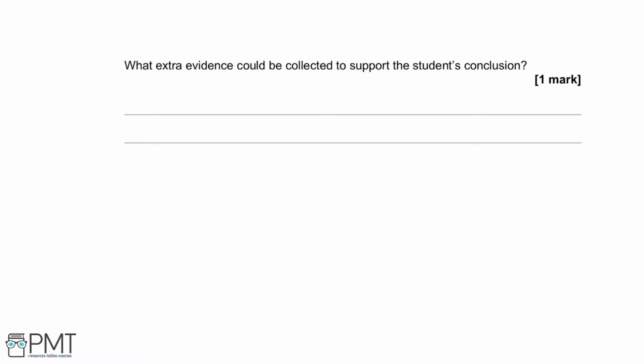What extra evidence could be collected to support the student's conclusion? So we want to support the conclusion that the angles of incidence and the angles of reflection are usually the same. The best way to do this, we need to gather more evidence, and so we're going to want to measure more different angles of incidence. So measure ones for 60 degrees, 70 degrees, 80 degrees, ones that we haven't measured yet.